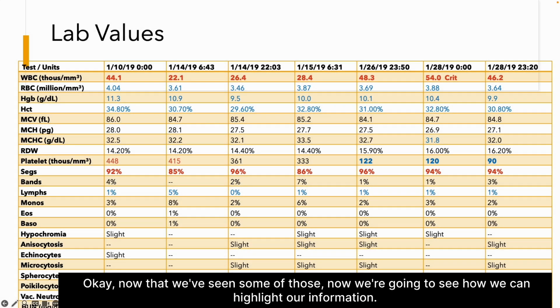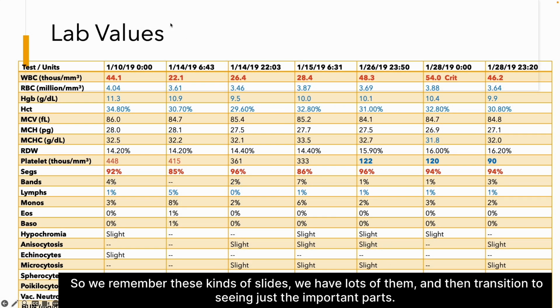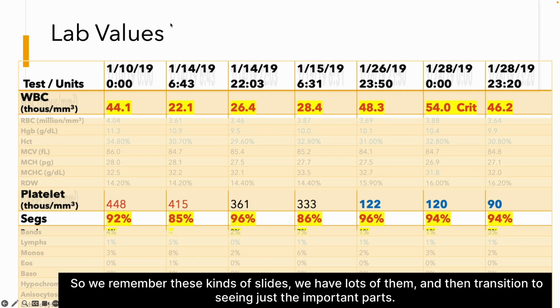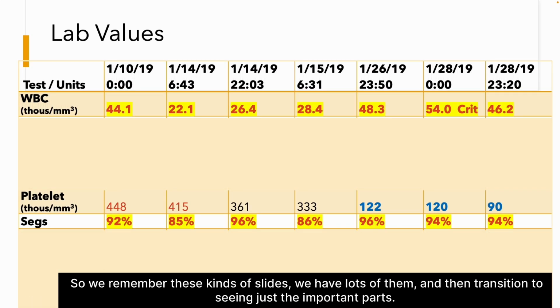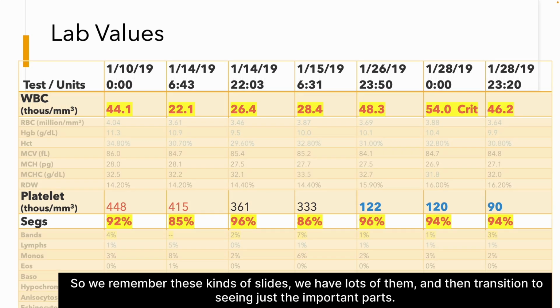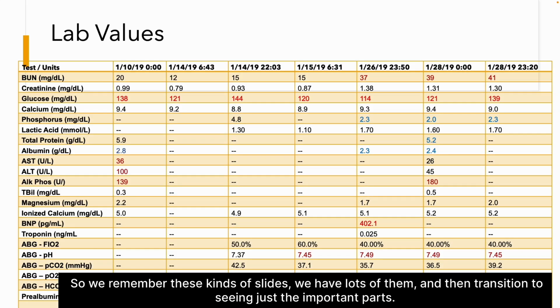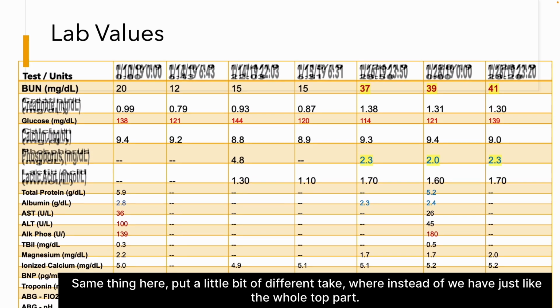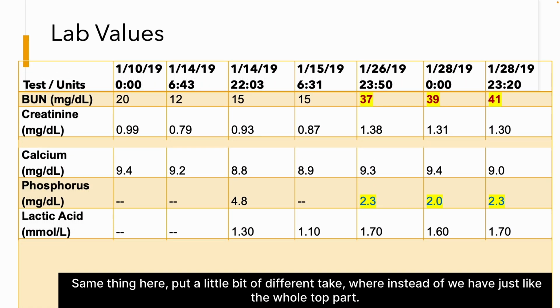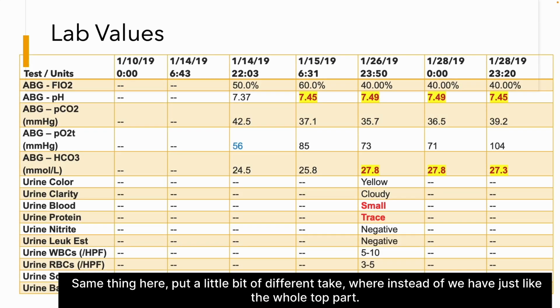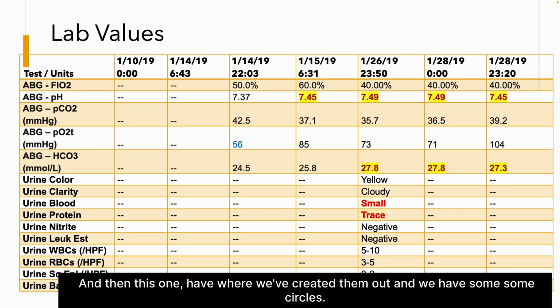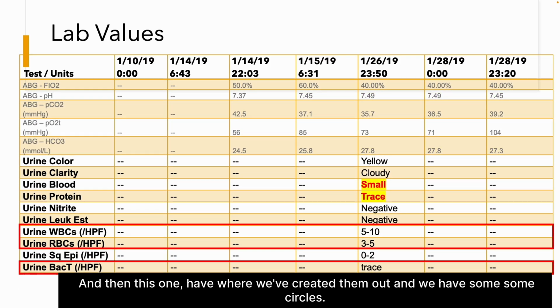Okay, now that we've seen some of those, we're going to see how we can highlight our information. So we remember these kinds of slides where we have lots of information, and then we transition to seeing just the important parts. Same thing here, but a little bit of a different take, where instead of just the whole top part, we have this one where we grayed them out and we have some circles.